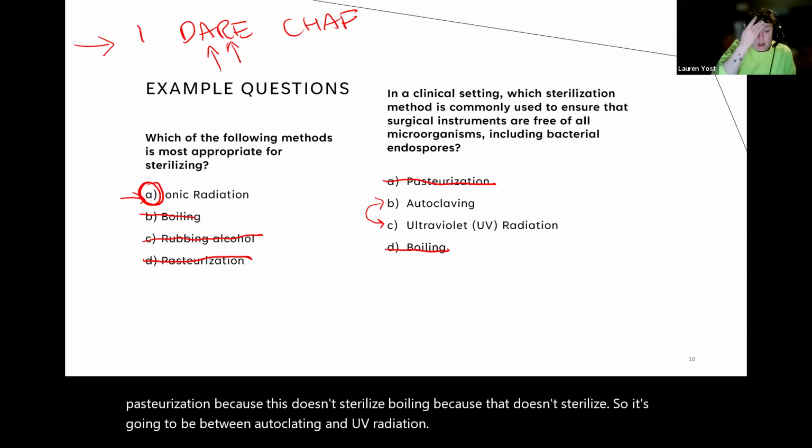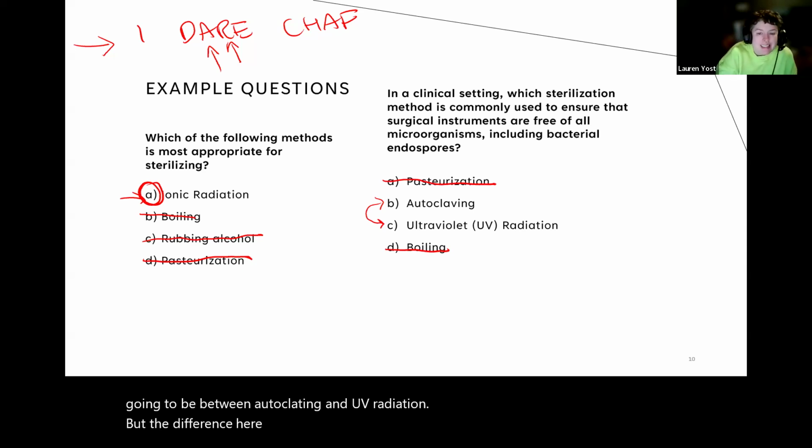But the difference here is UV radiation is less reliable than our autoclaving. And so like we said, UV radiation is our kind of gray.